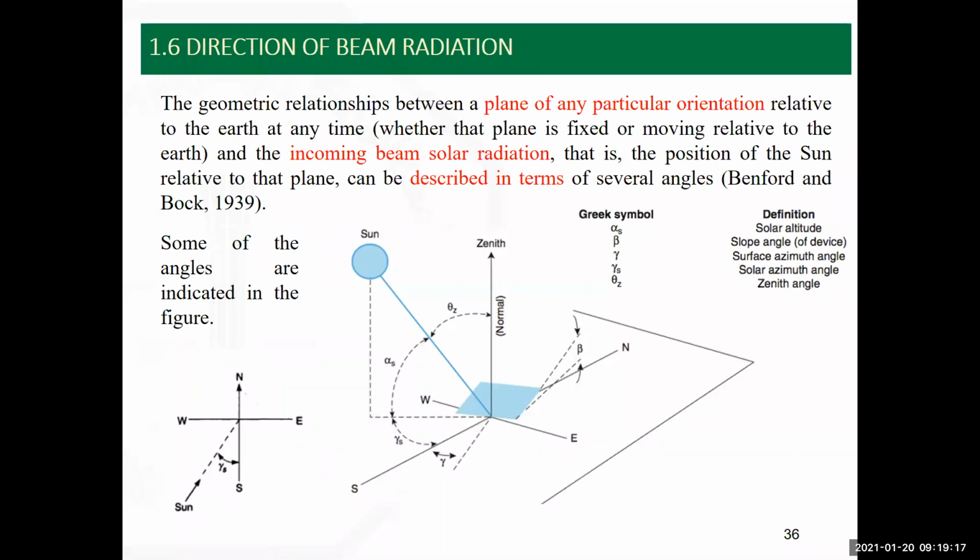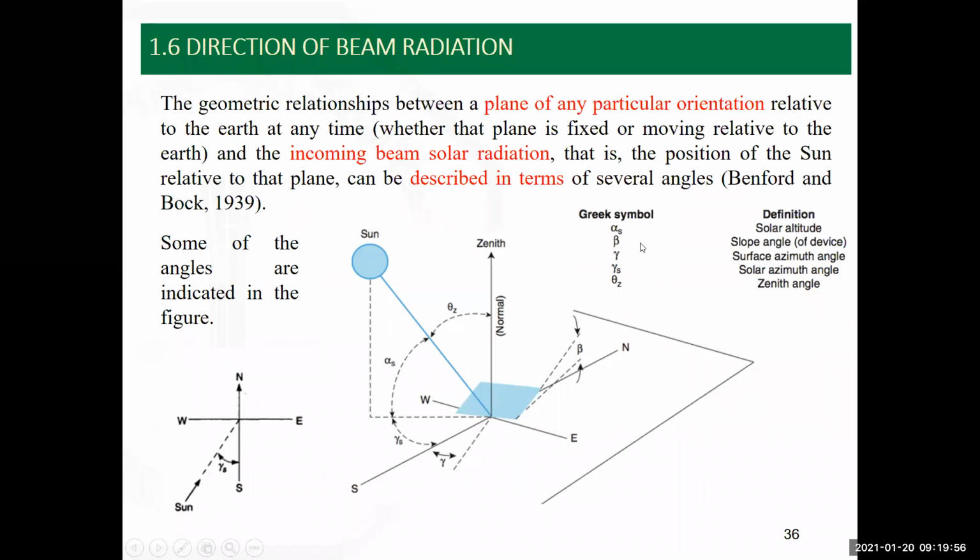Why am I saying that? Because this plane might be facing south or tilted from the south. If it is facing south, then it's going to have a surface azimuth of 0. But if it is tilted from the south, then it's making a surface azimuth, which is gamma. So there's gamma S that represents the solar azimuth, but gamma is the azimuth angle which is being made with the south.